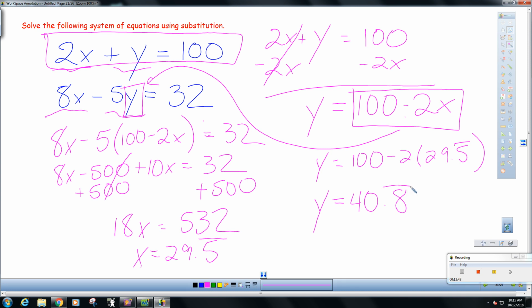So the answer, if they want it as an ordered pair, is 29.5 repeating, comma, 40.8 repeating, and now you realize we could not have solved that by graphing. Maybe on a graphing calculator, but not by hand.